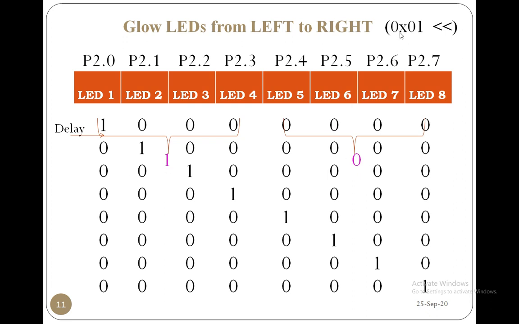So that's why here 0x01 is stored at the very beginning, and then we are shifting the data: right shift 1, right shift 2 times, right shift 3 times, right shift 4 times, right shift 5 times, right shift 6 times, right shift 7 times, so that you can get all the combinations. But before each shift we are giving one delay. So one delay and then one shift, delay 2 shift, delay 3 shift, delay 4 shift. So that is the basic program to glow the LEDs from left to right.